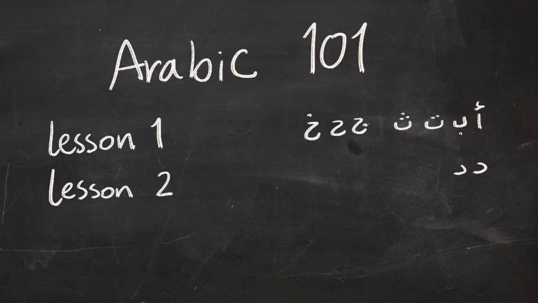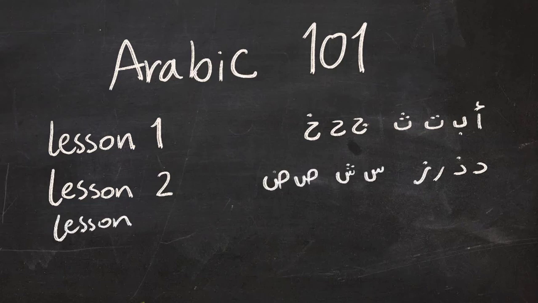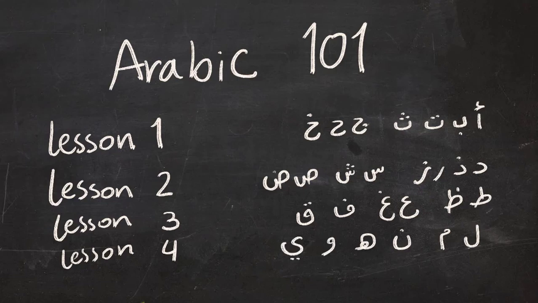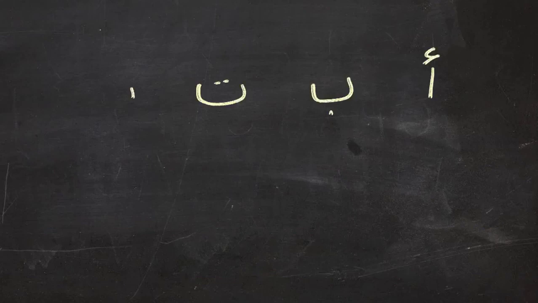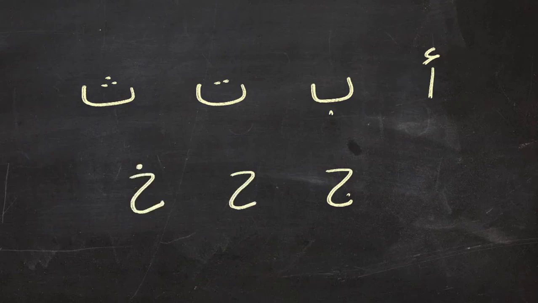The first 4 lessons we're going to focus on the Arabic alphabet, and then we're going to talk about the Arabic vowels. In this lesson, we're going to talk about the first 6 letters. Alif, Ba, Ta, Tha, Jim, Ha, and Kha.